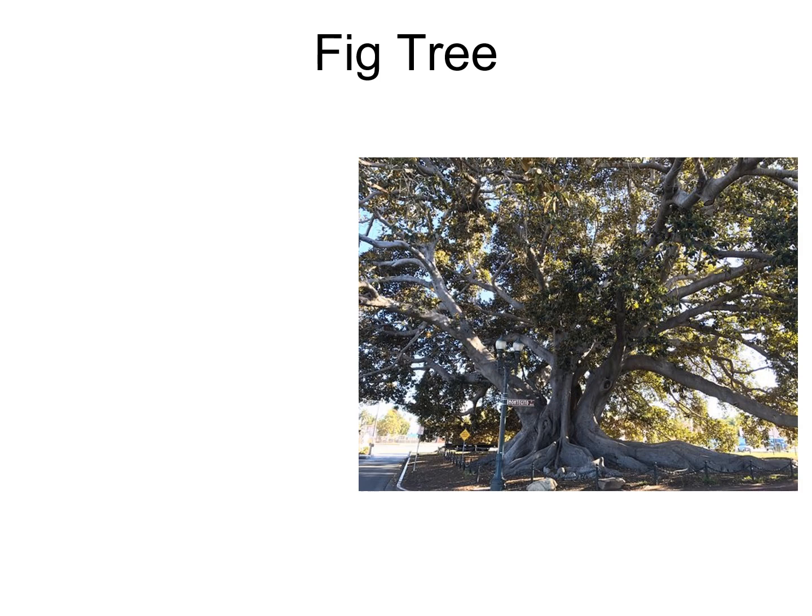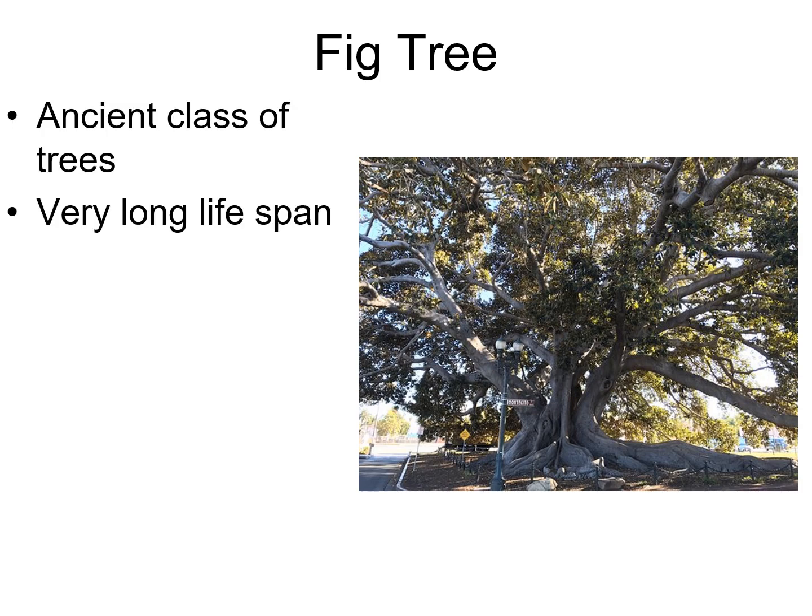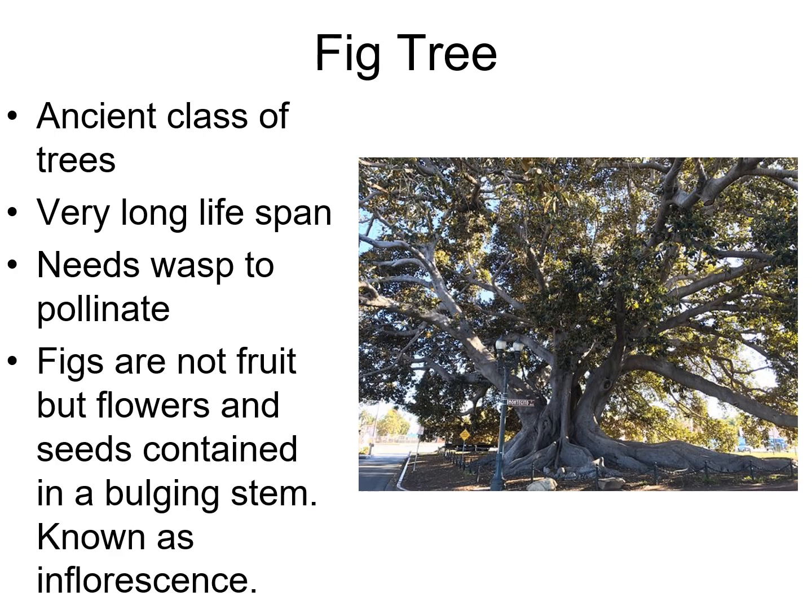Fig trees themselves are an extremely ancient class of tree, an ancient species. They have an extremely long lifespan. Some of them can live up to a few thousand years. And they need that wasp in order to pollinate, right?